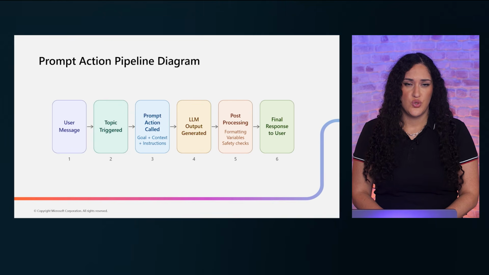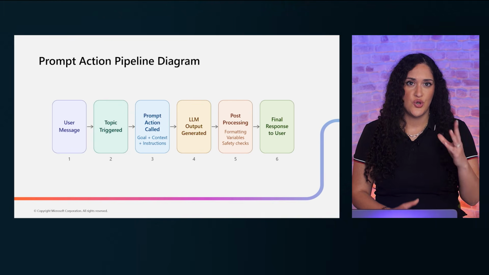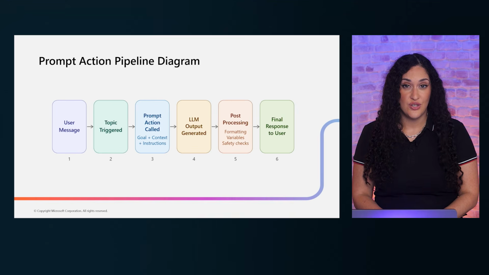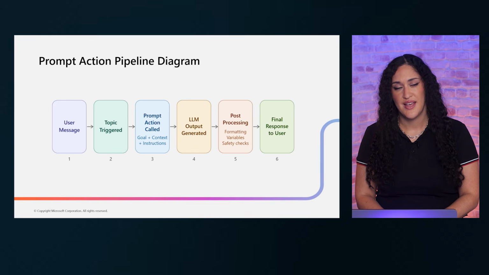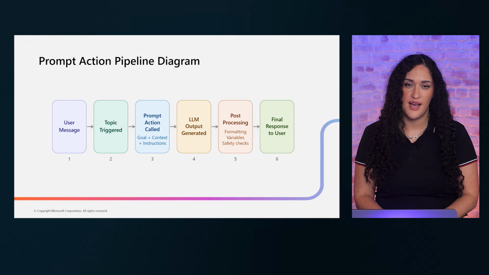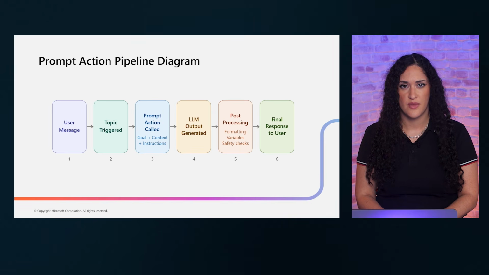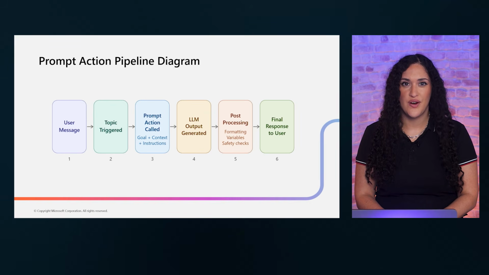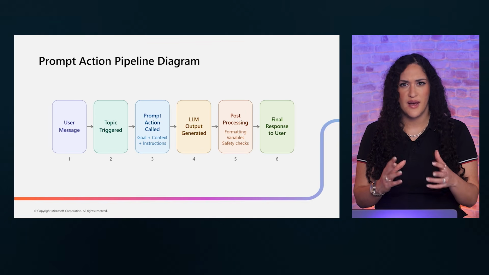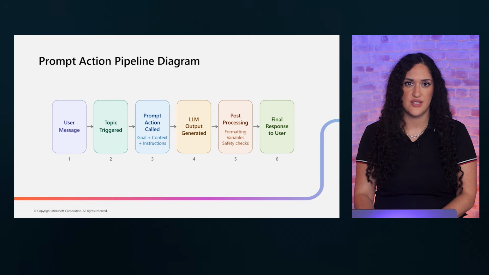This image shows the prompt action pipeline from start to finish. The message routes to a topic, triggers a prompt action, sends structured instructions to the model, generates the outputs, and applies post-processing. When agent responses miss expectations, use this pipeline to identify exactly where the issue occurs. Is it topic routing, prompt instructions, or post-processing? Systematic debugging produces faster fixes.